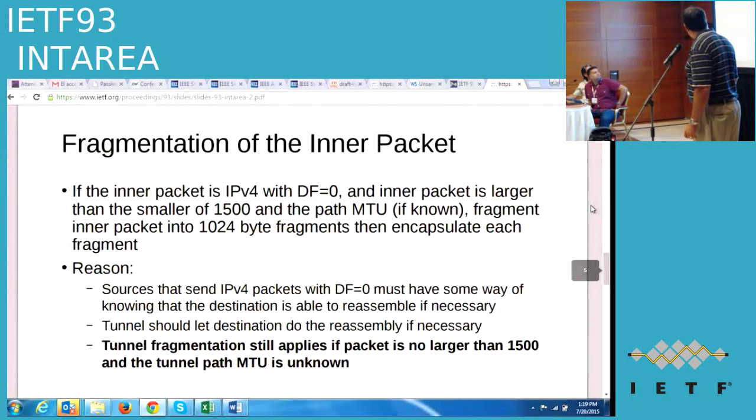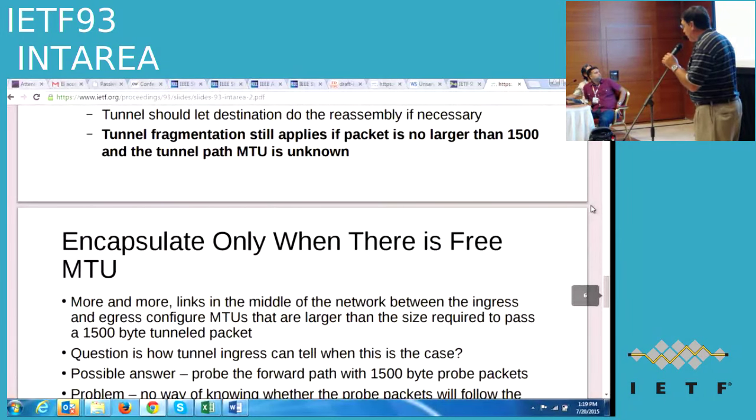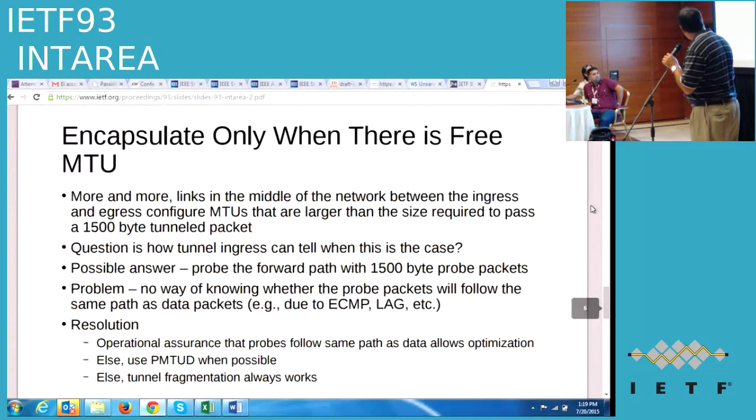Next chart then. And then the aspect of encapsulating when there's only a free MTU. We're seeing that more and more links in the middle of the network between the ingress and the egress are configured with MTUs larger than the size required to pass a 1500 byte packet. So we're seeing more and more links in the core of the network supporting MTUs like 9K bytes. But the question is, how can the ingress tell when this is the case? One possible answer is to probe the forward path with a 1500 byte probe packet. But the problem with that is there's no way of knowing whether the probe packets will follow the same paths as the data packets, because the tunnel ingress is not the source of the original packet.